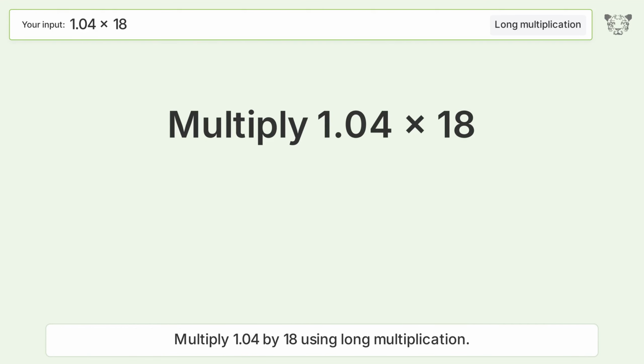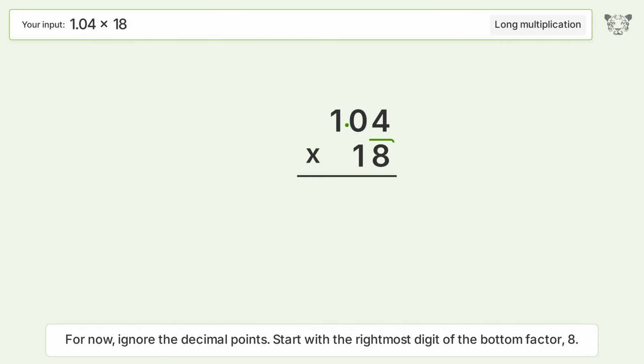Multiply 1.04 by 18 using long multiplication. For now, ignore the decimal points. Start with the rightmost digit of the bottom factor, 8.